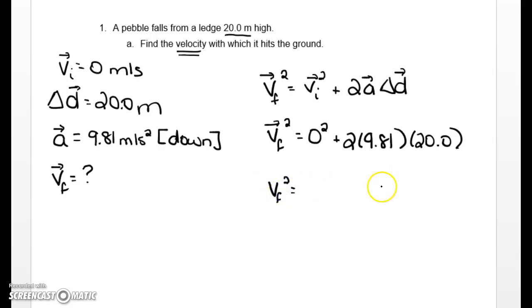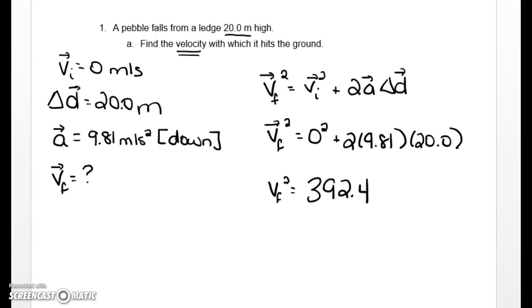So I'm just going to rewrite my VF squared. And so 0 squared is nothing. So it's 0, nothing. I don't have to put anything. So I'm really just going to go 2 times 9.81 times 20. So when you put that into your calculator, you should get 392.4.